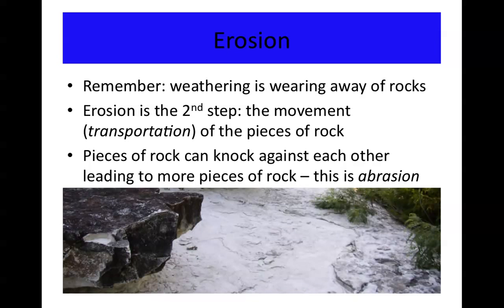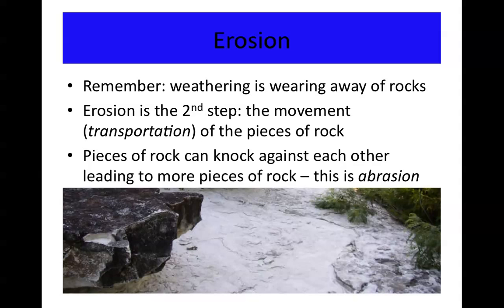We've almost reached the end. Our last topic is erosion. Erosion is a process that occurs after weathering. So, if step 1 is weathering, the wearing away of rocks, then step 2 is erosion, the movement of the pieces of rock from the site of weathering.